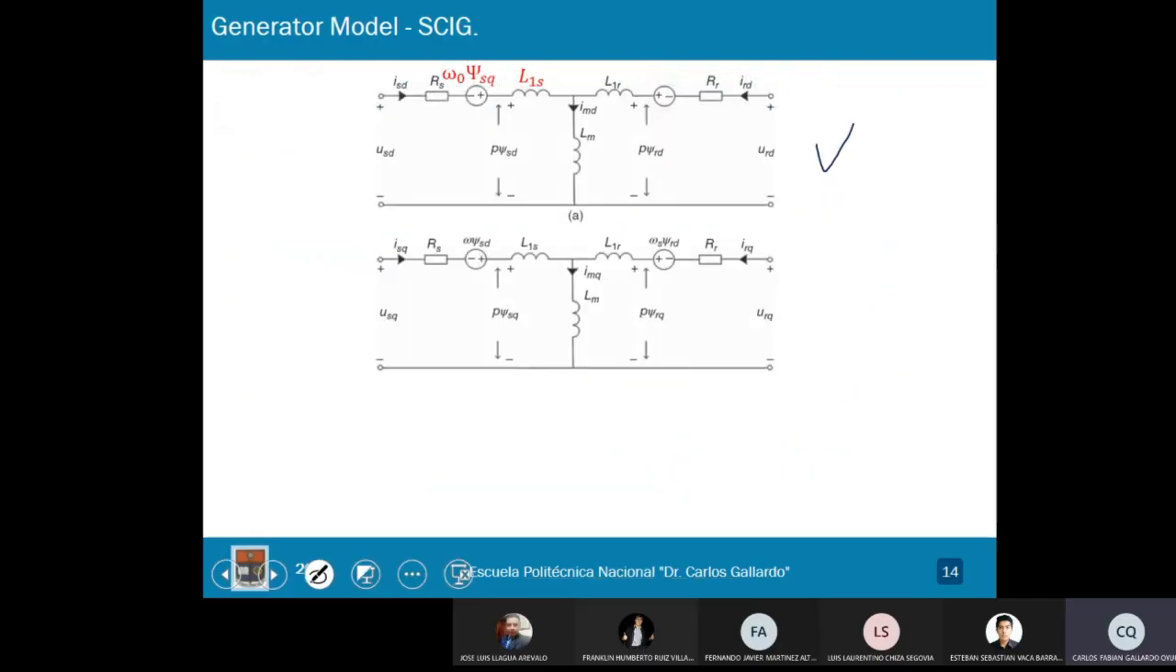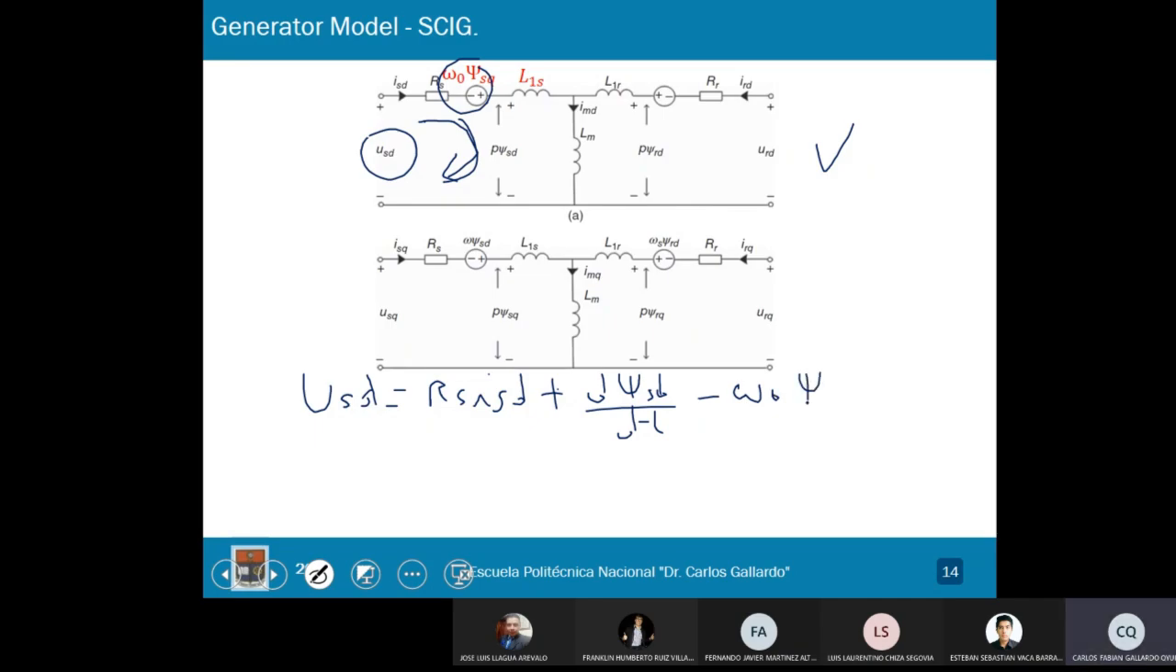So let's start with the voltage. This is the stator voltage on the d-axis. It is equal to the stator resistance times the stator current, applying Kirchhoff voltage law in this loop, plus the derivative of the stator flux on the d-axis, minus the synchronous speed times the stator flux on the quadrature axis. So this is my first equation.